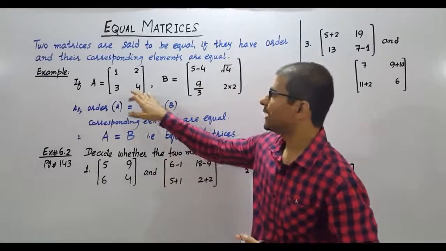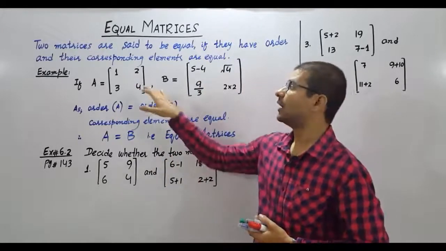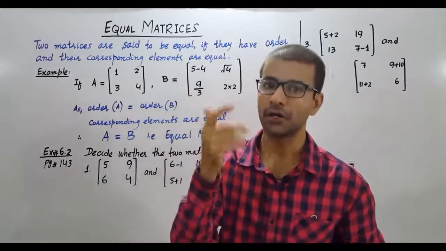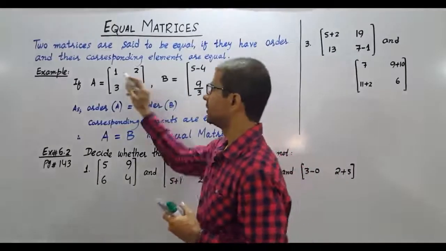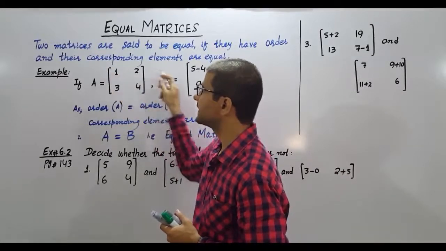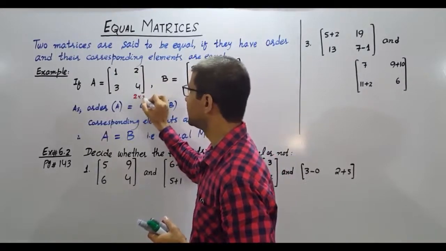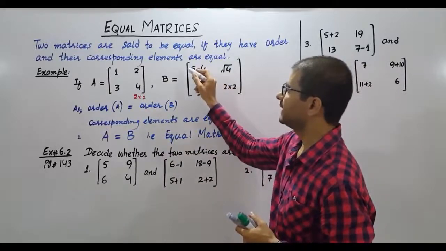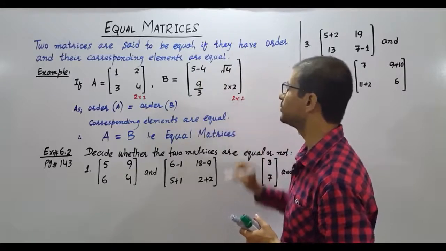Let's suppose we have two matrices A and B. Now we are going to decide whether they are equal or not. For this, first observe their order. The order of the first matrix is 2 by 2, because it contains 2 rows and 2 columns. The second matrix also has 2 rows and 2 columns, so its order is 2 by 2.